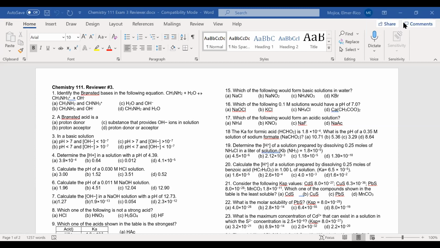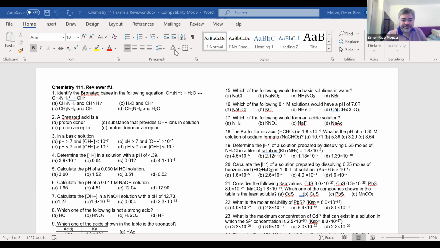Can we go over number 18? Number 18. So the Ka of the formic acid is this one. So what is the pH of a sodium formate? So if we're going to look at this, this is a problem in salt.